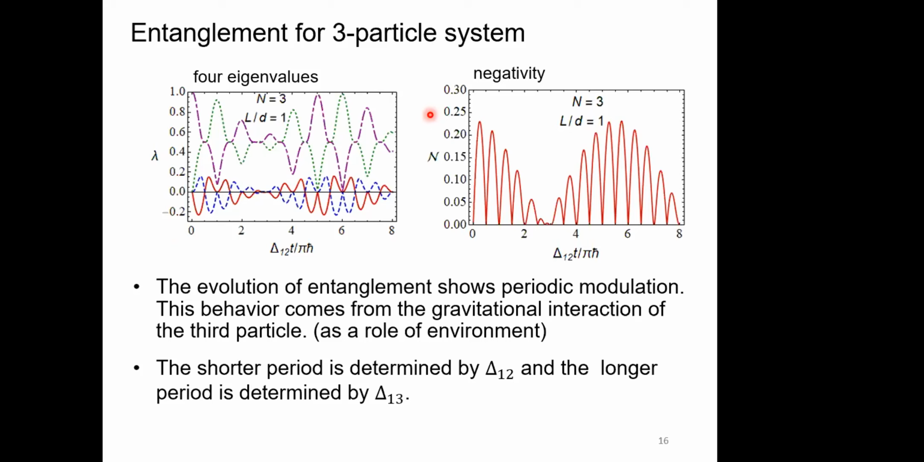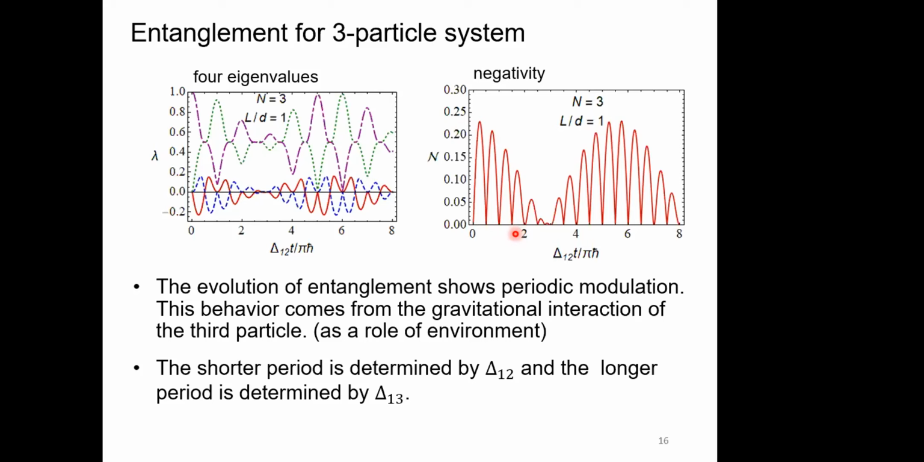Unlike the case for the two-particle system, the evolution of negativity as an estimator of the entanglement shows periodic modulation like this. This behavior comes from the gravitational interaction with the third particle. Therefore, since the additional third particle plays a role of the environment, the entanglement between the two particles is affected.